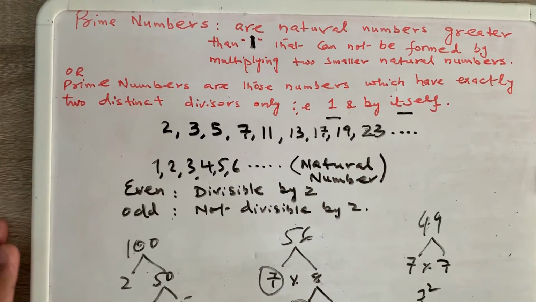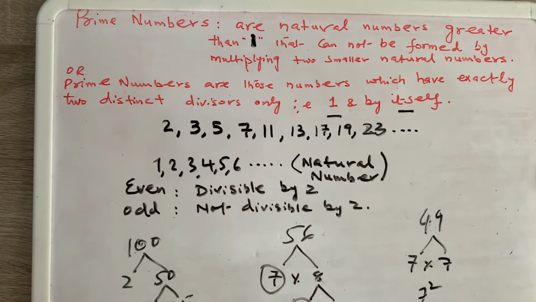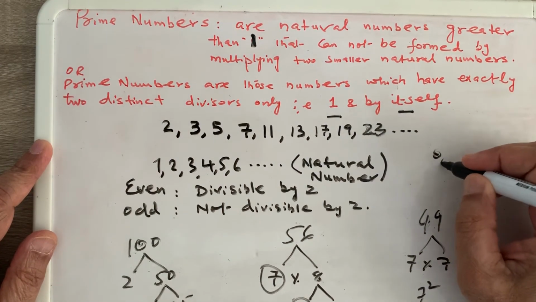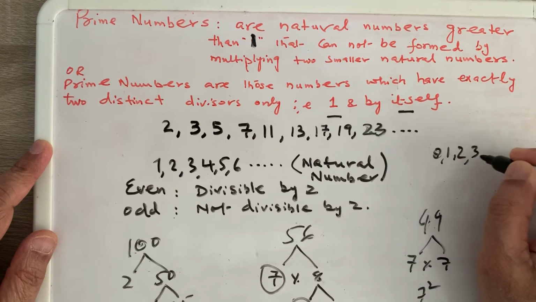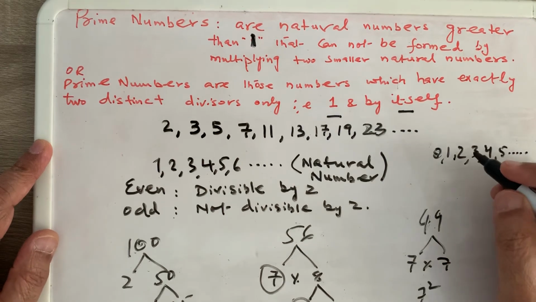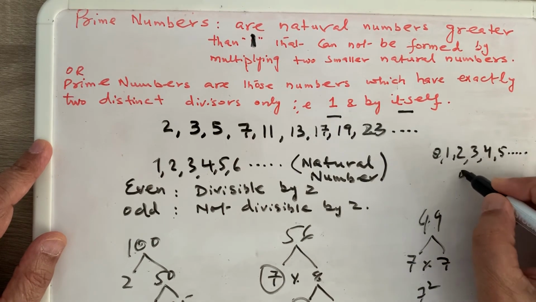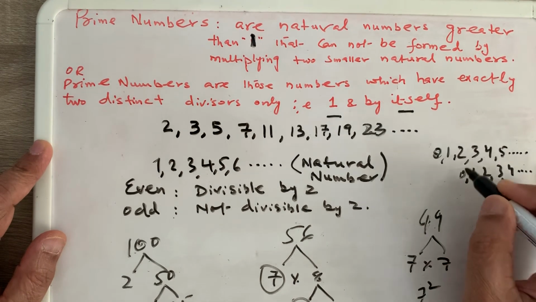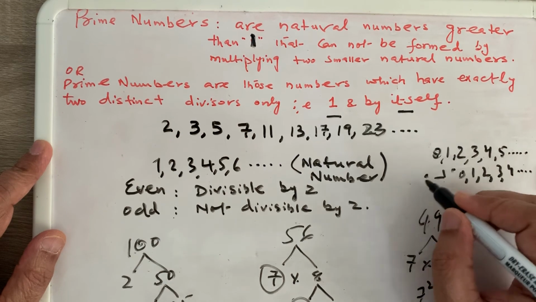So you learn in this exercise what prime numbers are and how you can define them. Is 1 a prime number? No, 1 is not a prime number. Natural numbers start from 1. Whole numbers start from 0. If I say what are the whole numbers, I will write 0, 1, 2, 3, 4, 5, etc. And integers also include the negative counterpart of each positive number. That means -1, -2, -3.